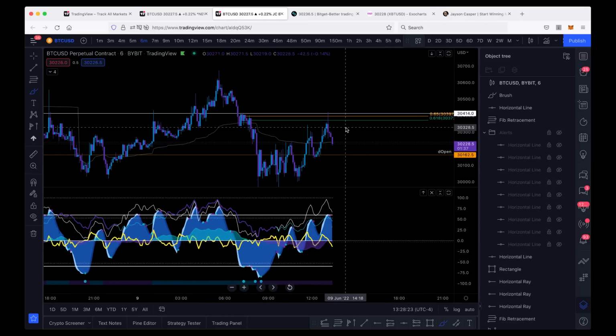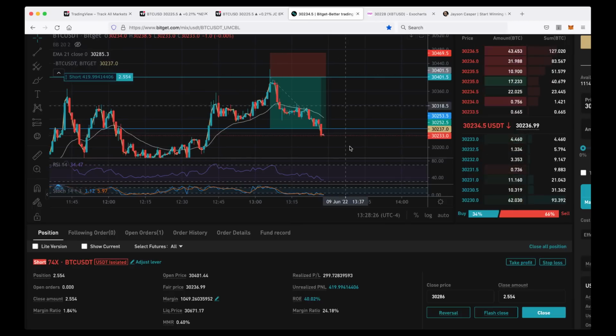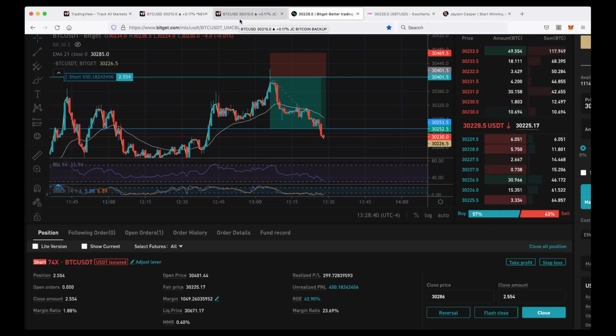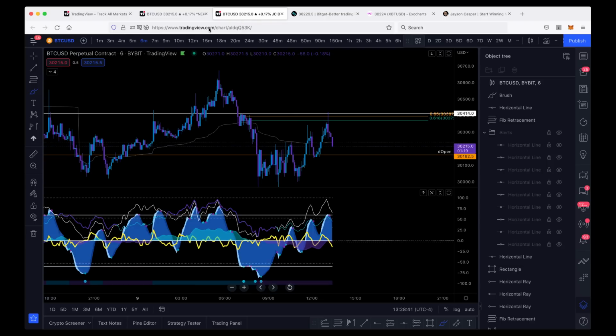Because I had the plan in advance, I would have never been able to get in right on this wick if I had not had this plan in advance, right? And so it's actually an important skill to have. You can't be scalping if you don't have a plan in advance. In my experience, you cannot be scalping if you don't have a plan in advance.